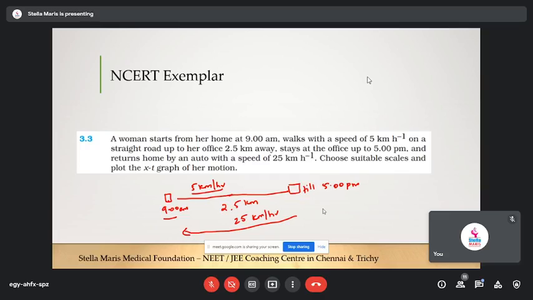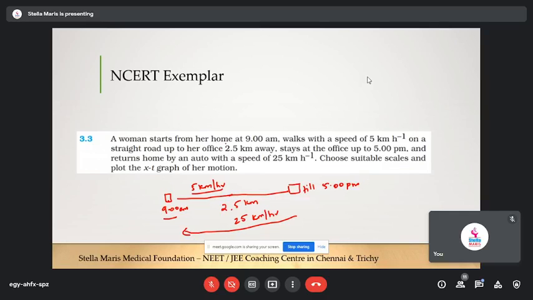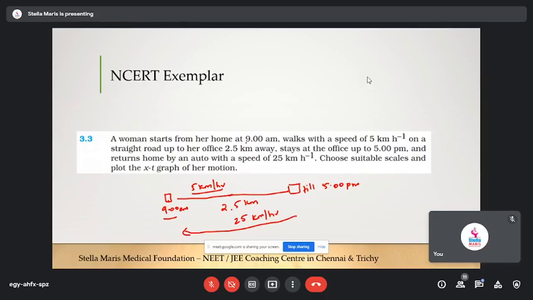Okay, so first we'll draw an x-t graph, that is the position-time graph. The x-axis represents the time, and the y-axis represents the position, that is x and t. What we are saying is that the woman starts from her home at 9 a.m. So I'm going to take this origin point, O. This origin point O is the woman's home, and she starts from her home at 9 a.m.